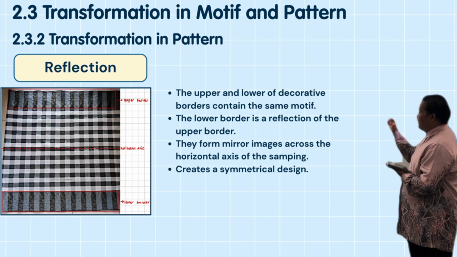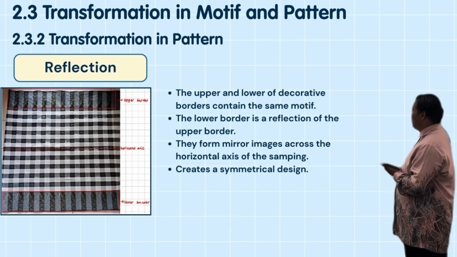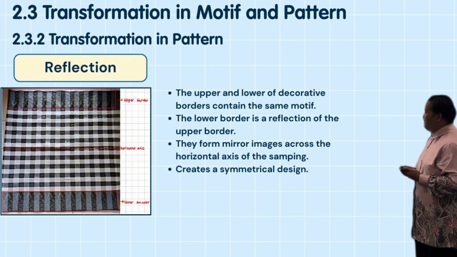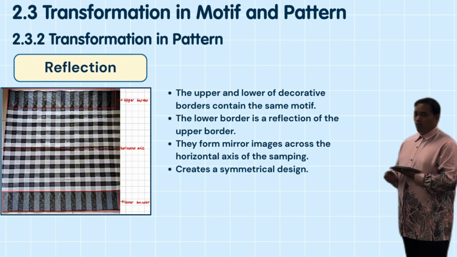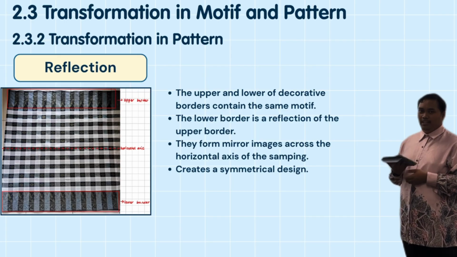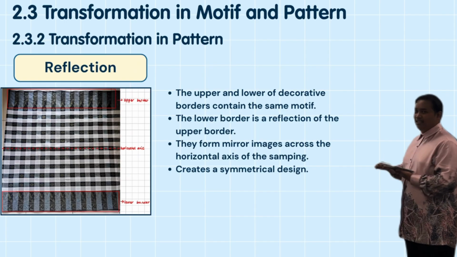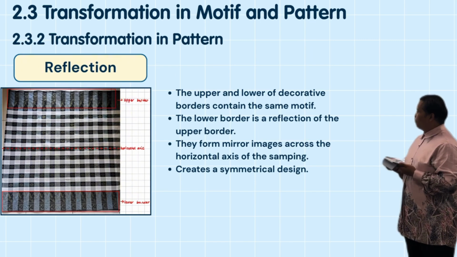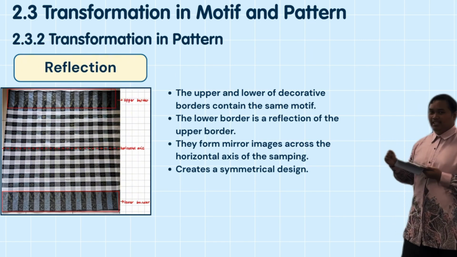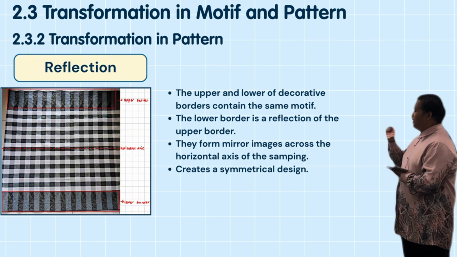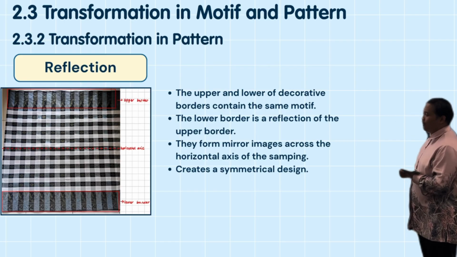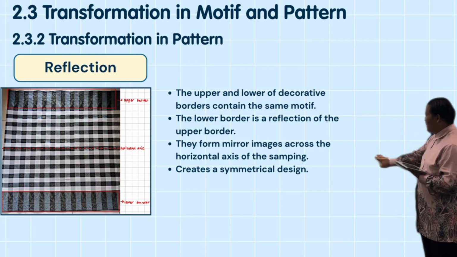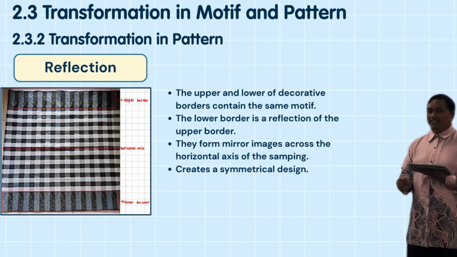Finally, we have the reflection in the pattern. As we can see in the upper border and the lower border of our sampling, there is a horizontal axis which is the point where our motif or pattern is reflected to each other. So, the upper and lower border of the decorative can contain the same motif. The lower border is also a reflection of the upper border, and they form mirror images across the horizontal axis of the sampling, which creates a symmetrical design.